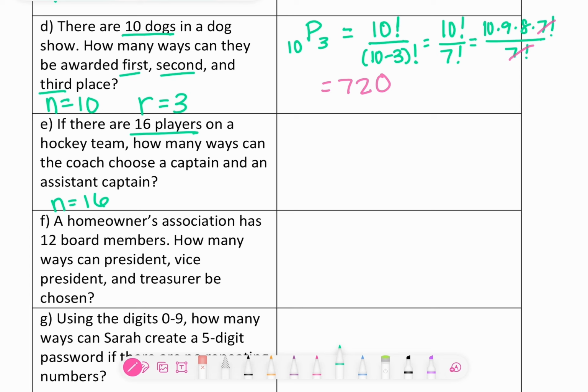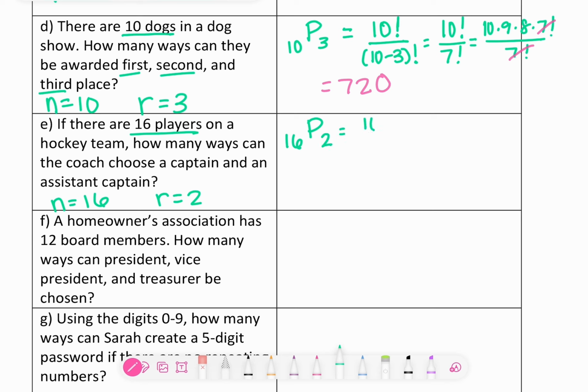A captain and an assistant captain have different roles, right? There's a different name for it. It's not just 2 people to lead the team, right? It's 2 specific people, and the order matters. So R is going to be 2, and this is going to be a permutation. So we're starting with 16 players, and we're going to do a permutation for 2 of those players.